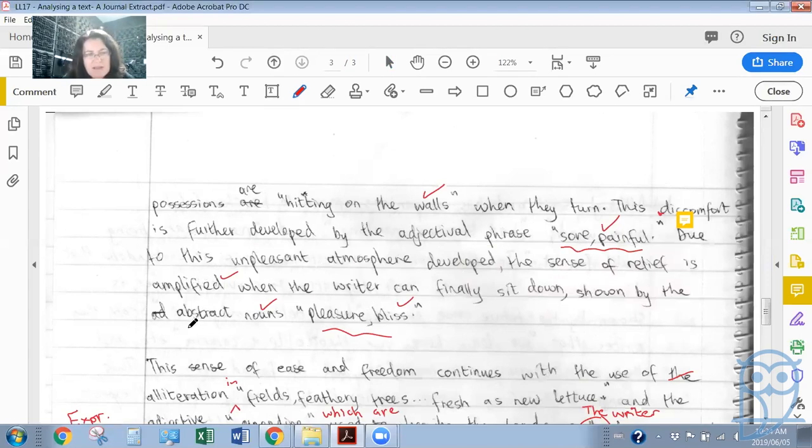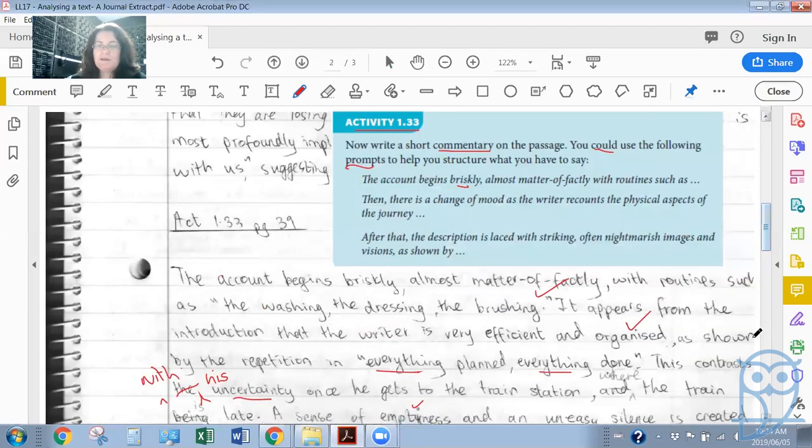And also that the student has realized these are abstract nouns, which means they are not tangible. They are not something we can feel. Yes, they are things, they exist, pleasure exists, bliss exists, but we can't grasp onto them, we can't group these nouns. So that's why it's an abstract noun.